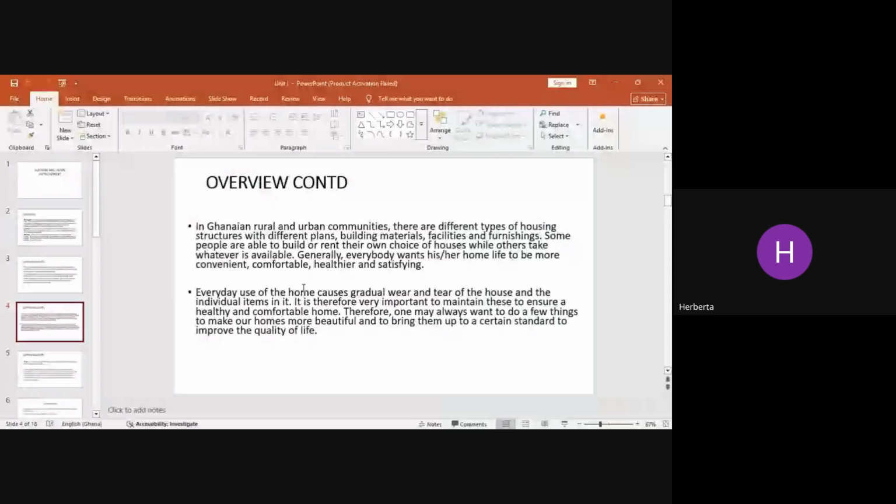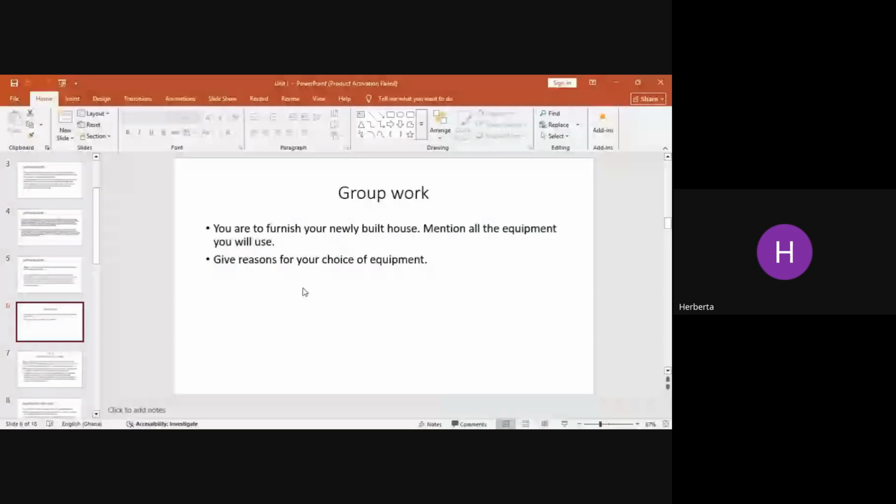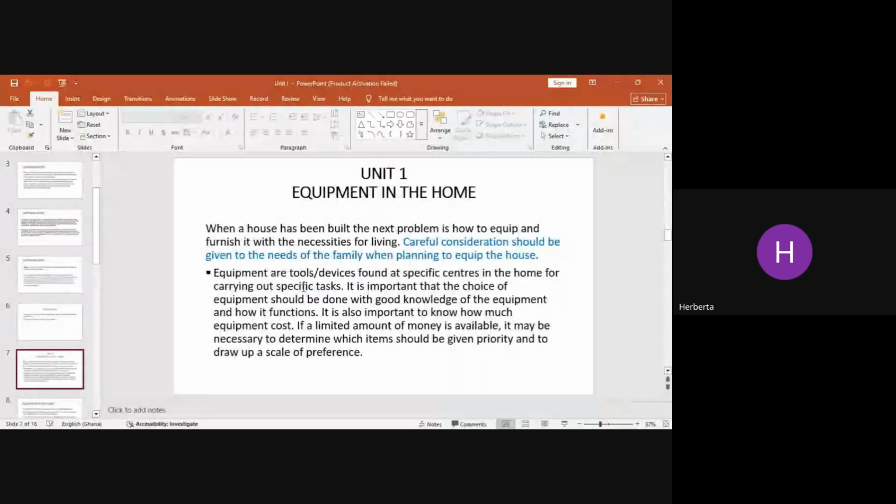We are not doing housing and building. We are doing home economics. So doing something to increase the efficiency of the equipment is what we call home improvement. We also looked at equipment. What is equipment? We said they are tools and devices found at specific centers in the home for carrying out specific tasks. We looked at the importance of it.